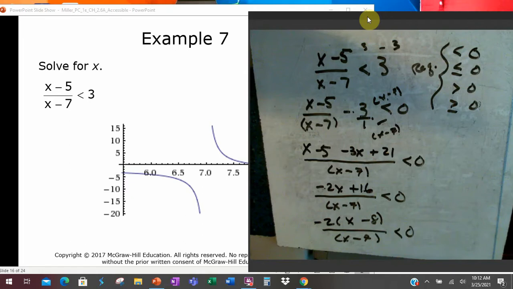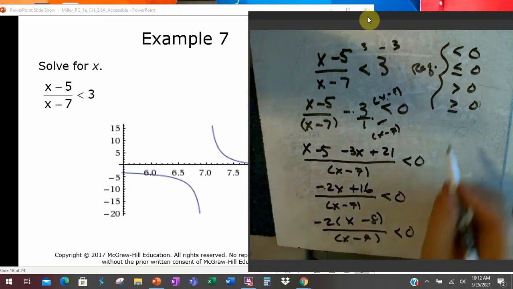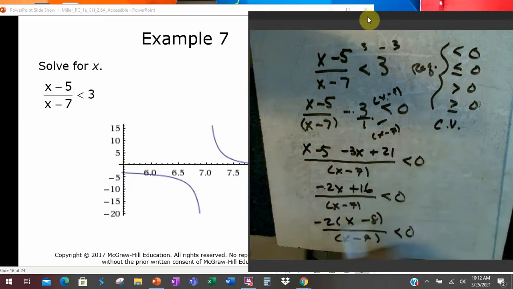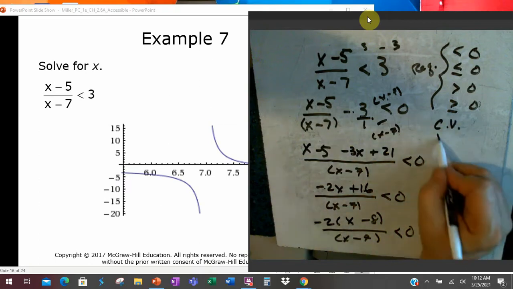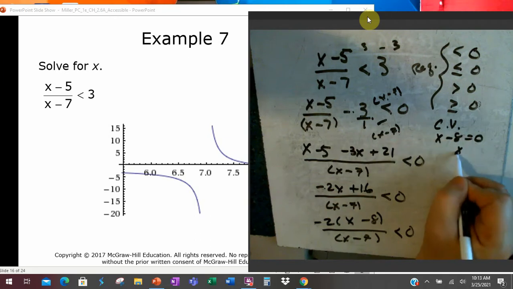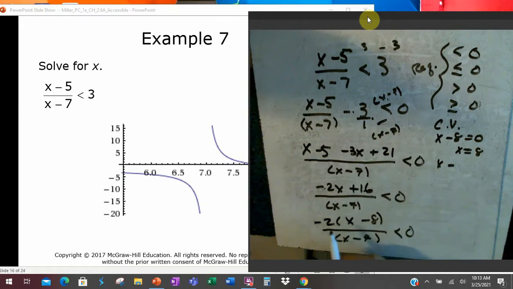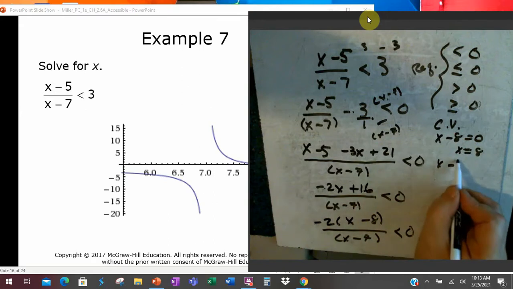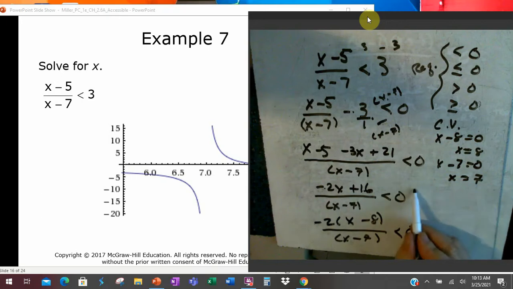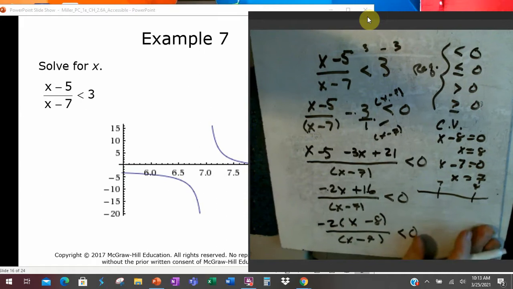Okay. Now I'm going to do a sign chart. What are my critical values? x minus 8 is equal to 0 at x is equal to 8. x minus 7 equal to 0 at x equal to 7. Okay, so my chart looks like this, very close together, but out here at 7 and then at 8, negative infinity to infinity.